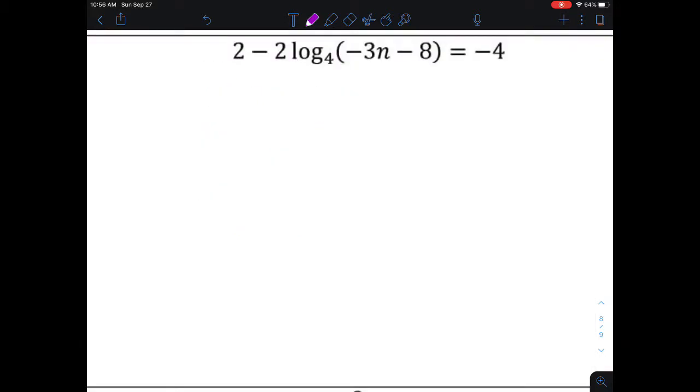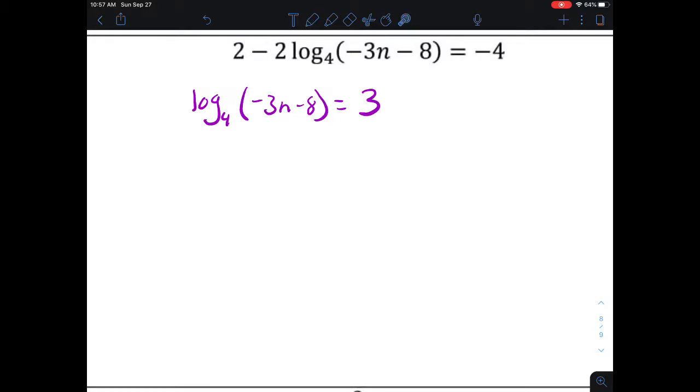Next one here. So this time I don't have logarithms applied to both sides. There's only one log in my equation. So the technique to solve this one, or the process anyway, is to isolate your logarithm. So I need to move this 2 to the other side and then divide by negative 2. And after I do that, I have log base 4 of negative 3n minus 8 is going to be equal to, what is that, positive 3.